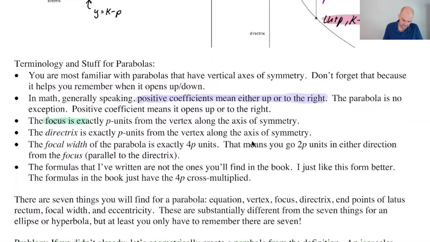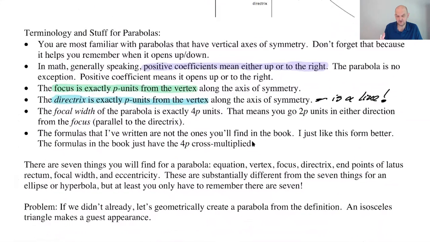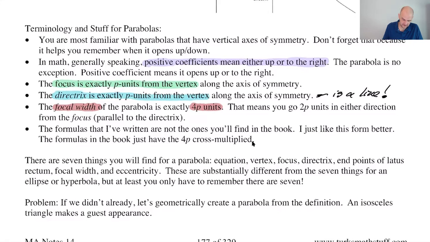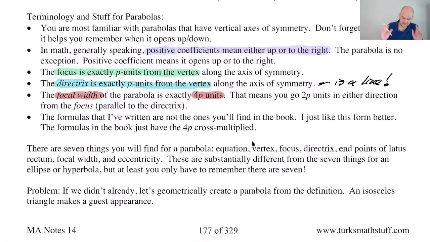The focus is p units from the vertex along the axis of symmetry. The directrix is p units from the vertex, and it's a line. It is a line. That's the biggest mistake I see people make when they know what they're doing. We got a focal width. Focal width is 4p. Focal width is always positive. So it's 4p, and you go 2p in either direction from the focus, pretty clearly.